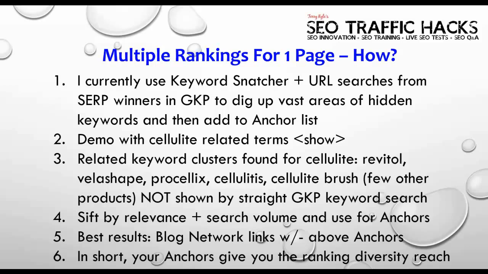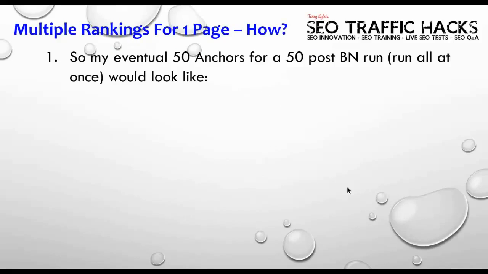Yeah, so to summarize here, and I know this is pretty retro for 2014, it's the links, it's the anchor text on those links that are giving you the ranking, diversity, the reach. So here's what my eventual 50 anchors would be. What I would do is a 50 post blog network run, and I would run it all at once. I wouldn't worry about delaying it. I just hit them all at once. And that's what happened with the previous sites that I showed.